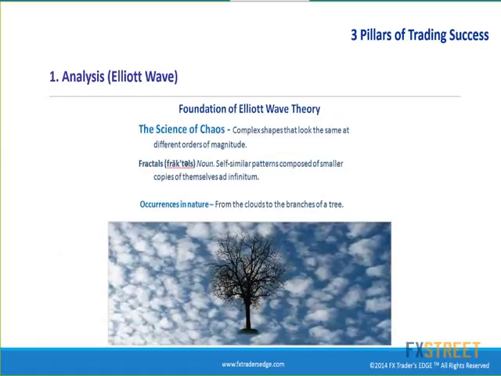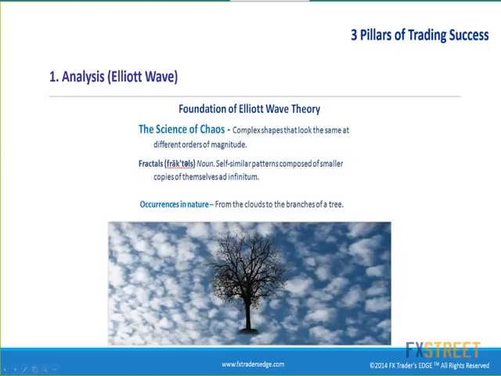Why does Elliott Wave theory work? It works because of the science of chaos, which describes how complex shapes look the same at various orders of magnitude. And we call these occurrences in nature fractals. So fractals are what it means when you can identify the branches of the tree in the branch itself and in the tree as a whole.